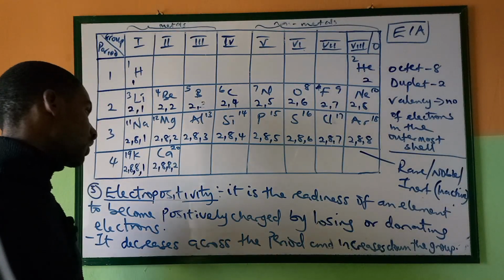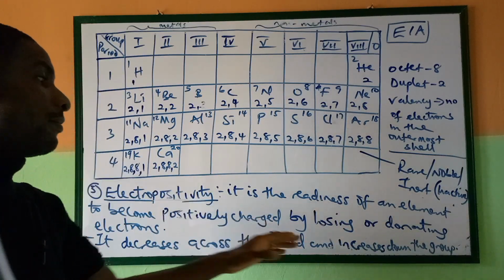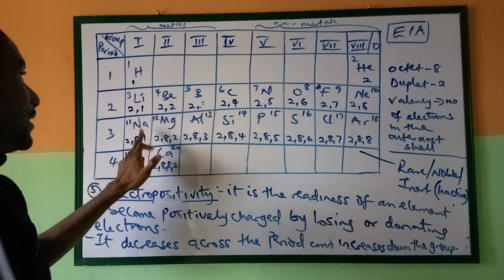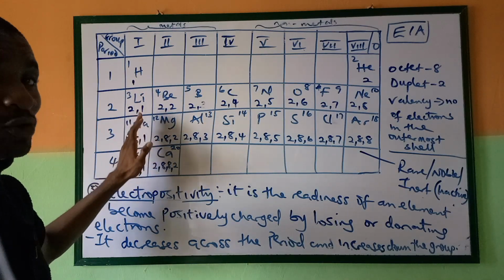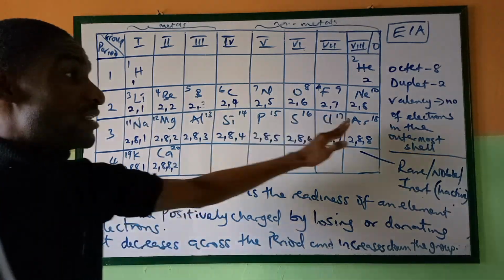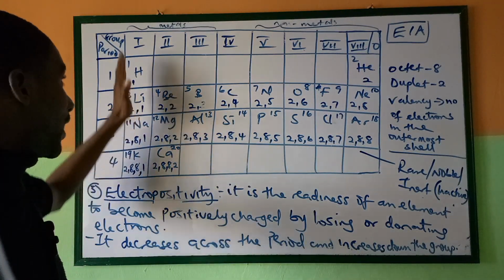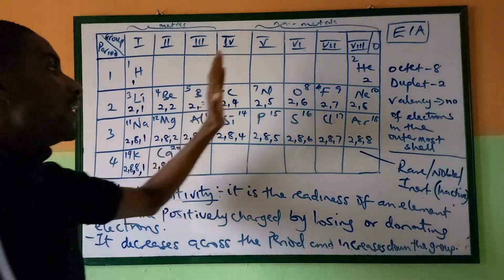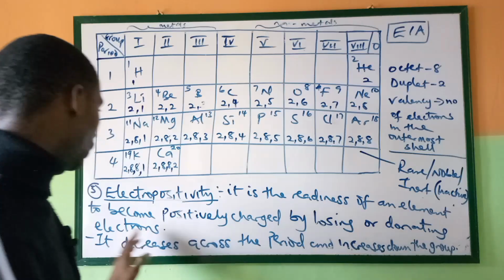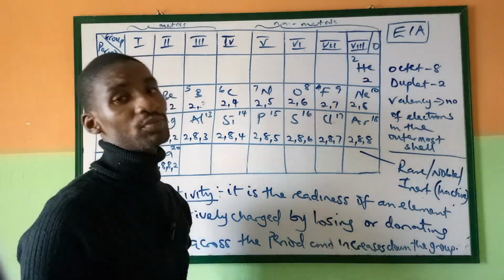Now for electropositivity, it is the readiness of an element to become positively charged by losing or donating electrons. So these guys have higher electropositivity because they are ready to lose electrons compared to these guys. All right, so they are ready to donate electrons. So electropositivity is highest here and lowest at this one, therefore it is decreasing across the period. So it decreases across the period and increases down the group.